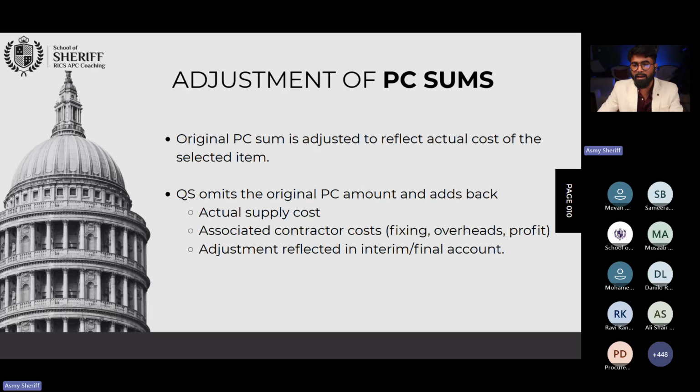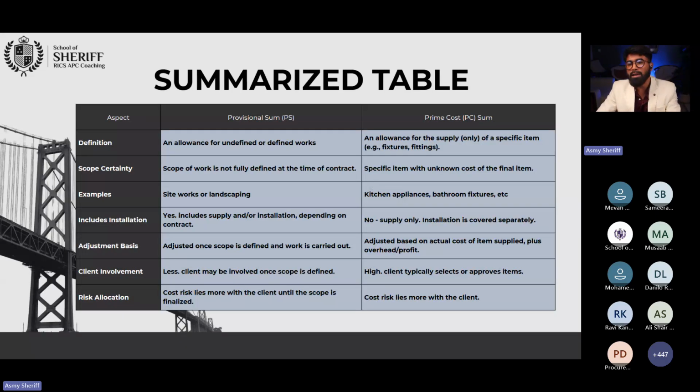Right now, you all may have some kind of concern. Okay, Asmi, can you please clarify again what PC and PS are? So I made a very simple table for you all to understand. First, what does provisional sum mean? It is an allowance for undefined or defined work. It's a scope of work. Prime cost means it's going to be a supply-only cost.